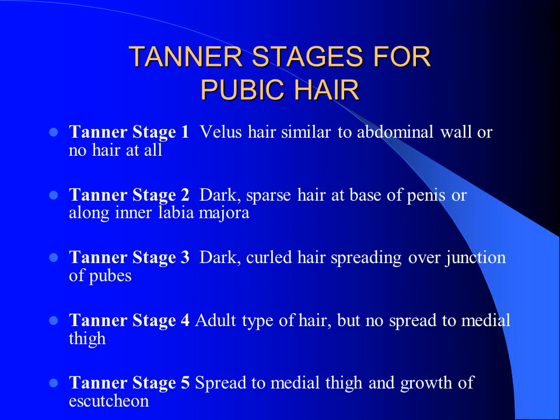Tanner stages for pubic hair. Tanner stage 1: vellus hair similar to the abdominal wall, or no hair at all. Tanner stage 2: dark, sparse hair at the base of the penis or along the inner labia majora. Tanner stage 3: dark, curled hair spreading over the junction of the pubes. Tanner stage 4: adult type of hair, but no spread to the medial thigh. Tanner stage 5: spread to the medial thigh and growth of an escutcheon.